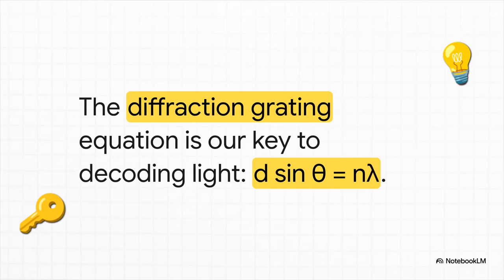D is just how far apart the slits are. Theta is the angle to one of those bright spots. N tells you which spot it is, the first, the second, and so on. And lambda, well, that's the wavelength of the light itself. This equation is the bridge between the tool we build and the light we're trying to understand.